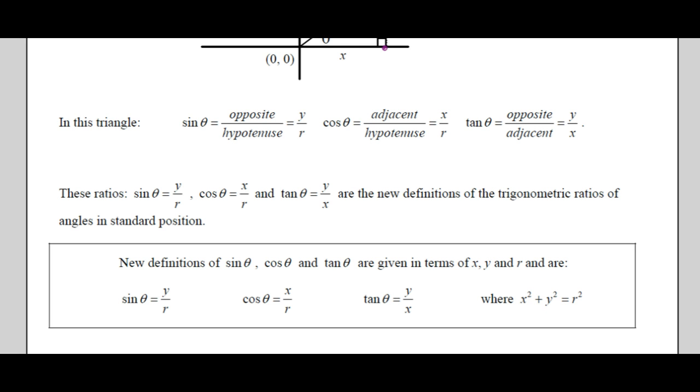So we don't want to forget SOHCAHTOA. It still comes in handy if we're working a problem that has a right angle triangle. But we need to know what is the definition of sine, cos, and tan when you're able to rotate anywhere, when you have positive angles, negative angles. And here it is: sine theta is y over r, cos theta is x over r, tan theta is y over x, where x squared plus y squared is equal to r squared.